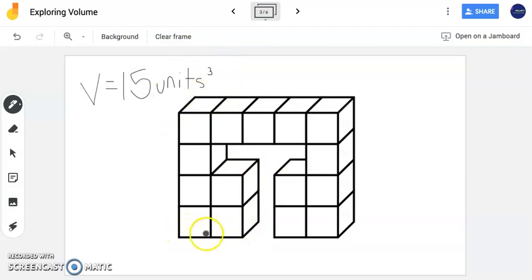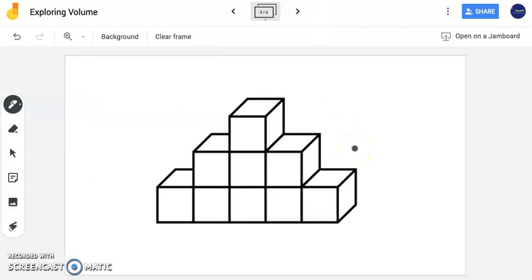Here we are counting the cubes that create this figure. That will give us the volume, because we know that volume is how much space an object takes up. So to find that, you can simply count the given cubes that create that figure.